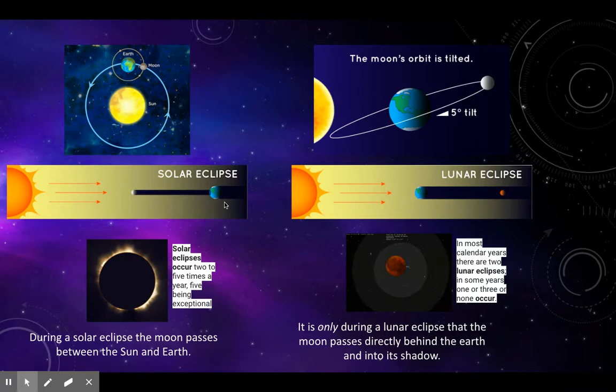And a solar eclipse is when the moon passes between the sun and the moon.